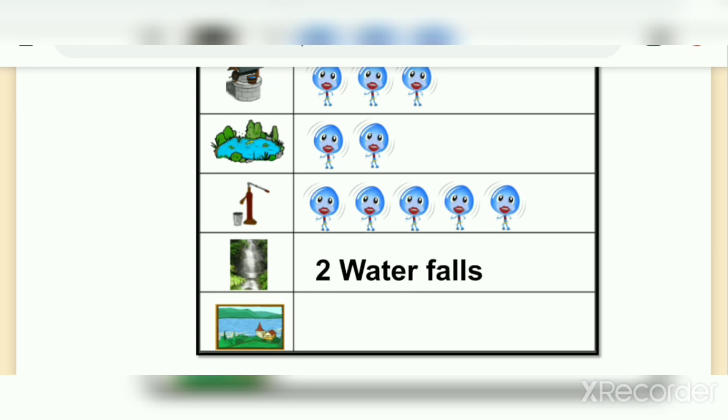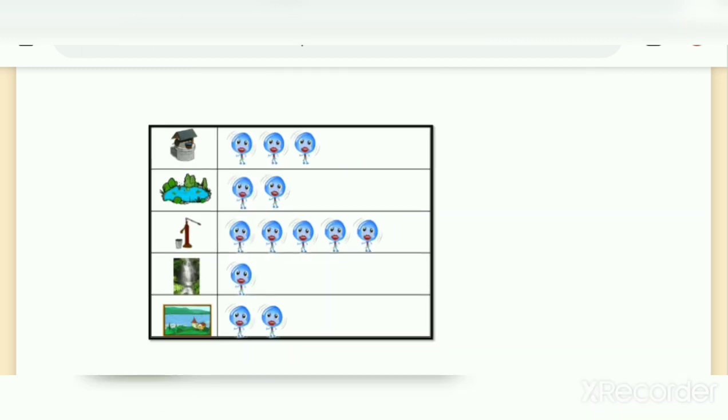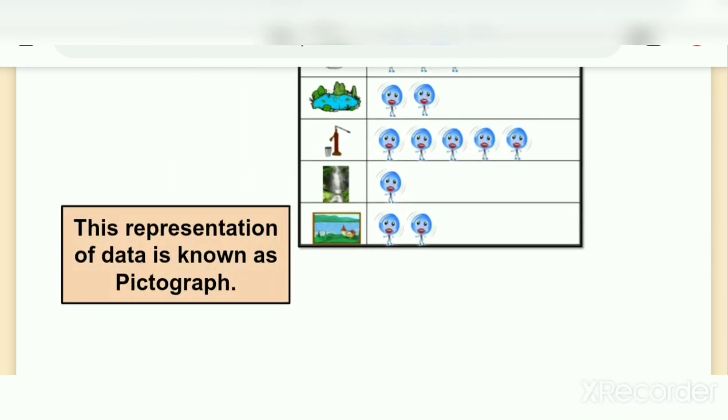Similarly, to represent 10 hand pumps, we have used 5 water droplets. To represent 2 waterfalls, we have used 1 water droplet. To represent 4 rivers, we have used 2 water droplets. This representation of data is known as pictograph. Remember, each water droplet stands for 2 items.